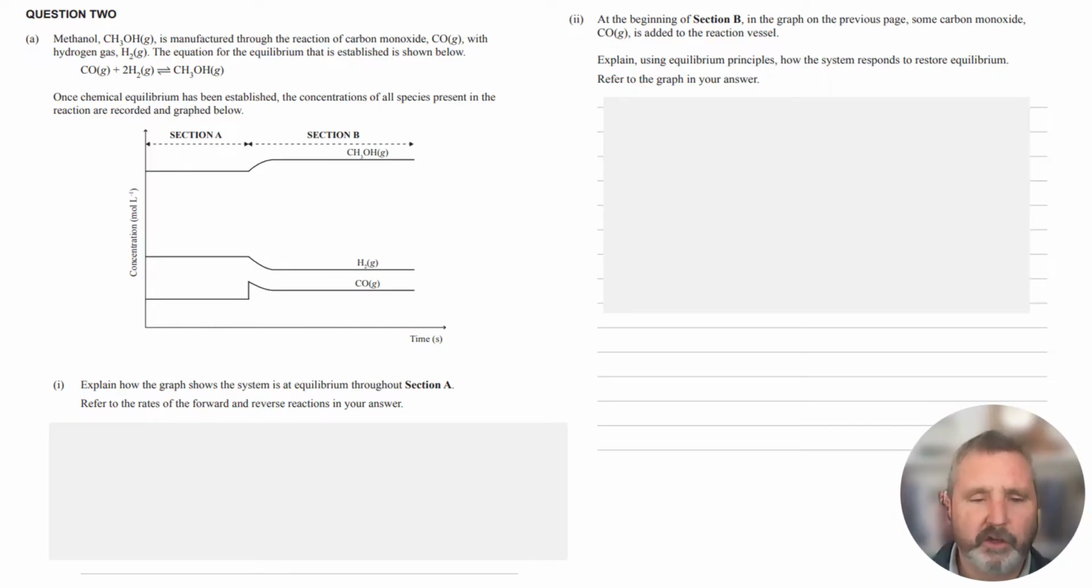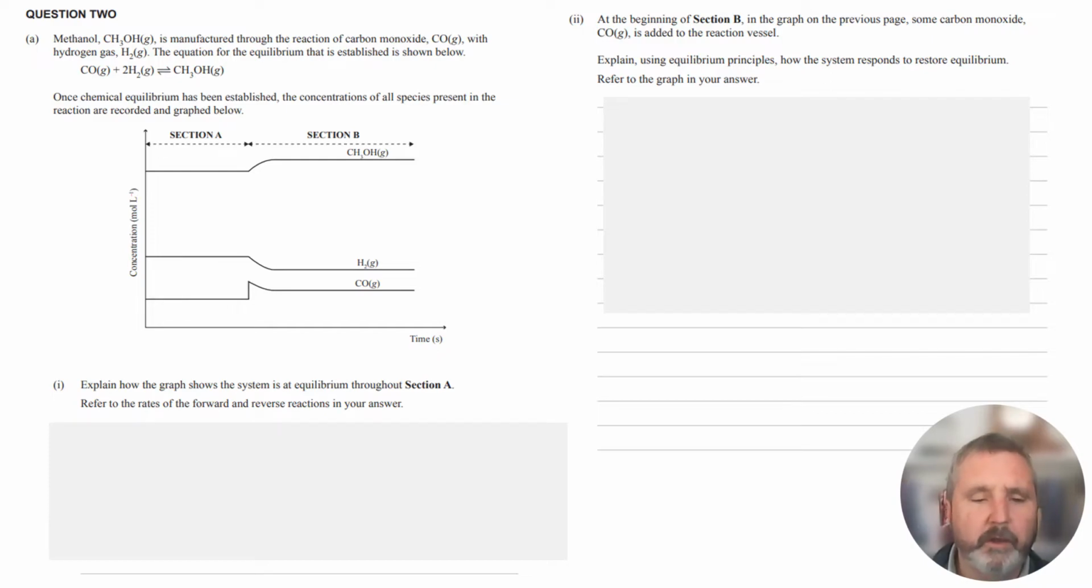So we've got 2 sections here. Now, for a start, this looks incredibly complicated. And it's the first time I've seen them try and depict an equilibrium reaction with this type of graph. But let's see if we can unpack it anyway. So we've got section A and section B, right? You can see something happens at the intersection, the end of section A and the start of section B. So let's see what it wants us to do. Explain how the graph shows the system is at equilibrium through section A.